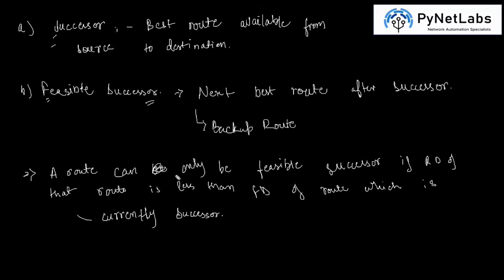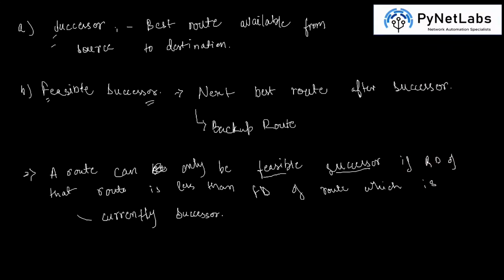So what does the condition say? It says that a route can only be feasible successor if the RD, which is the reported distance of that route, is less than FD, which is the feasible distance of the route which is currently successor. So yes, the least values are to be considered as a successor. So the best route is usually the values with the least, you don't have to add them. So I hope the condition is clear to you guys.